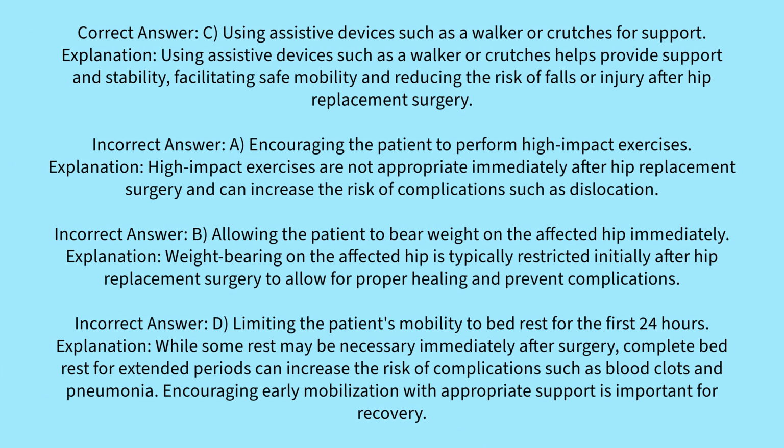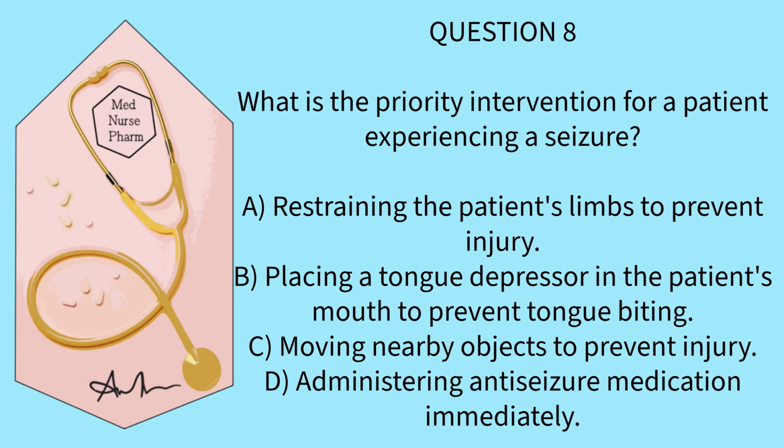The correct answer is C, using assistive devices such as a walker or crutches for support. Using assistive devices such as a walker or crutches helps provide support and stability, facilitating safe mobility and reducing the risk of falls or injury after hip replacement surgery. Question 8. What is a priority intervention for a patient experiencing a seizure? Restraining the patient's limbs to prevent injury, placing a tongue depressor in the patient's mouth to prevent tongue biting, moving nearby objects to prevent injury, administering anti seizure medication immediately.